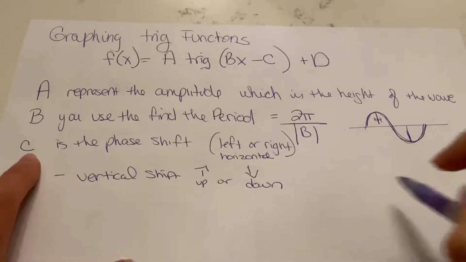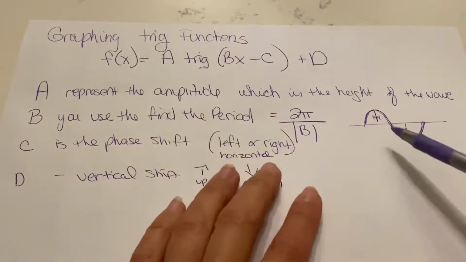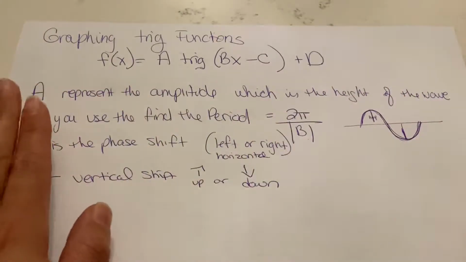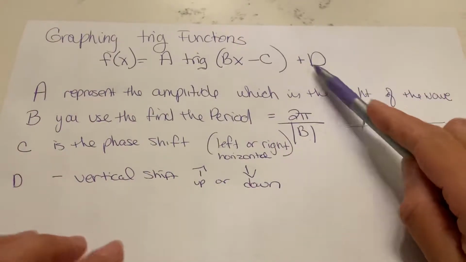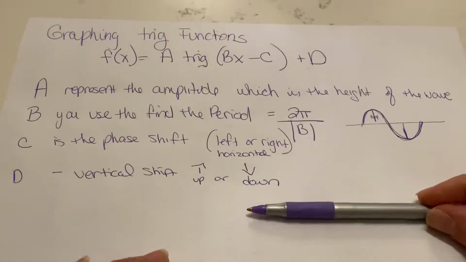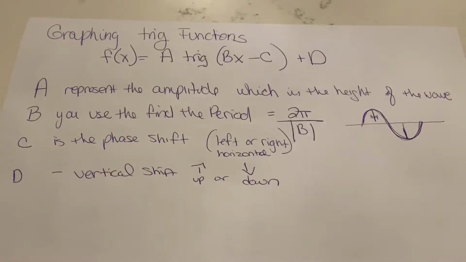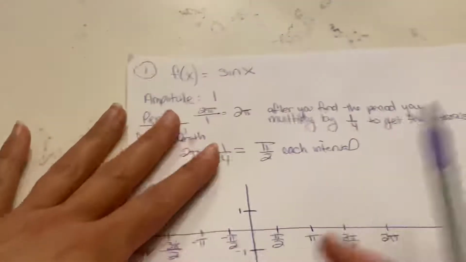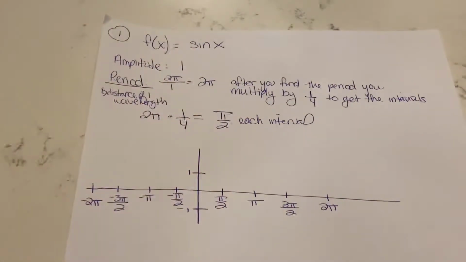C is your phase shift. That represents how the graph shifts horizontally, left or right. And D represents your vertical shift, how the graph is being shifted either up or down. So that's what each of those letters represents. But first we're going to go slow and start off with the original function, which is sine of x.